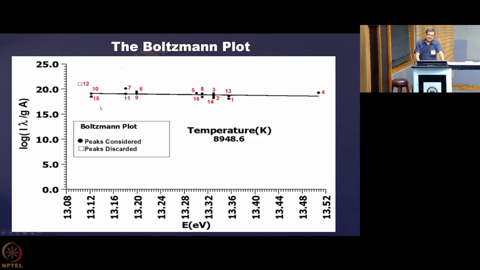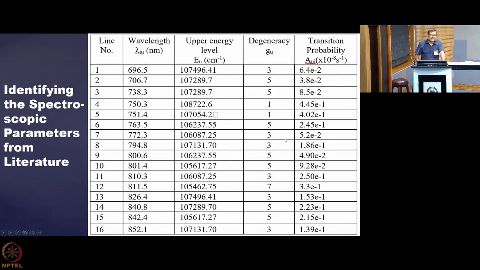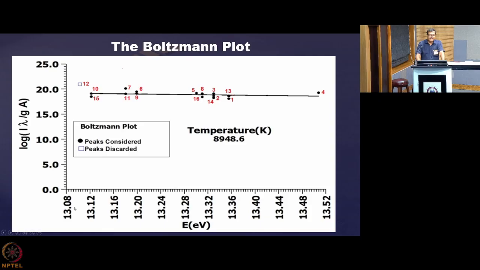So those transitions may not fall on the straight line that you are plotting over here. For example, take this 12th transition line. It is showing an appreciable intensity, but the transition involves an upper energy level which is quite low in energy, and possibly that level is not populated as per the equilibrium Boltzmann distribution. That is why it is not following the line.